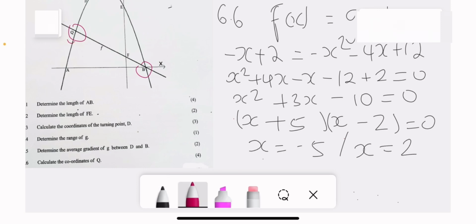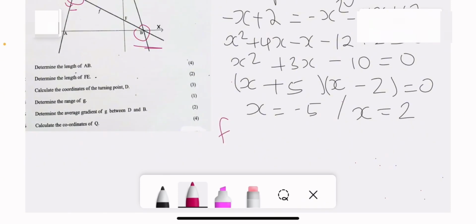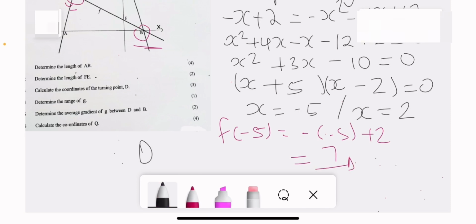We have two x values because the graph intersects twice, at B and Q. The value of x at Q is negative 5. In the graph of f, we substitute negative 5 so we can find the y value. That will be positive 7. So the coordinates of Q are negative 5, 7.